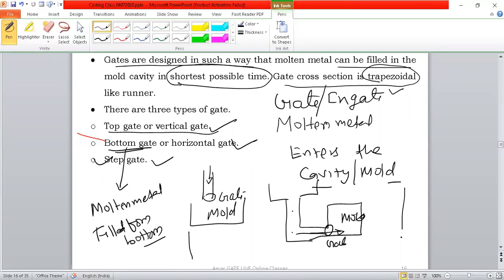Step gate means when you have a very large casting, you can make n numbers of gates like this. So molten metal will come from many gates, that we call a step gate. So a step gate is for large casting.